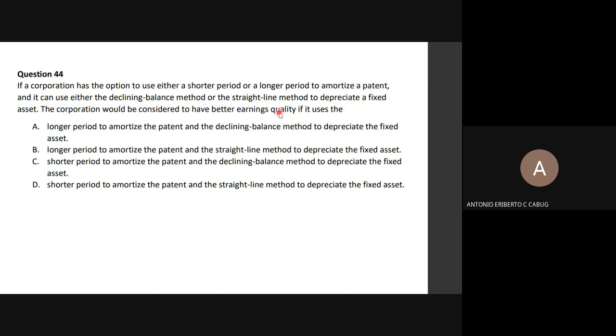Declining balance and straight line method. Which is better, declining or straight line method? Okay, between the declining method and the straight line method, the declining is more conservative, because from the start you are already depreciating large amounts. You won't have much left to depreciate in the future. The correct answer is letter C. Okay? The correct answer is letter C.